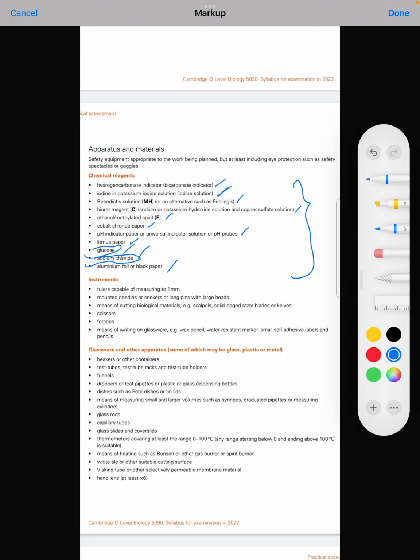And the instruments, you'll be using rulers, of course, which are able to measure millimeters. So yeah, the precision should be 1 millimeter. And mounted needles or seekers or long pins with large heads. I don't think you'll need them in paper 6, but still, okay. Means of cutting biological materials, for example, scalpels, razor blades or knives, scissors, forceps. Means of writing on glassware, for example, wax pencil, marker, adhesives, labels, and pencils.